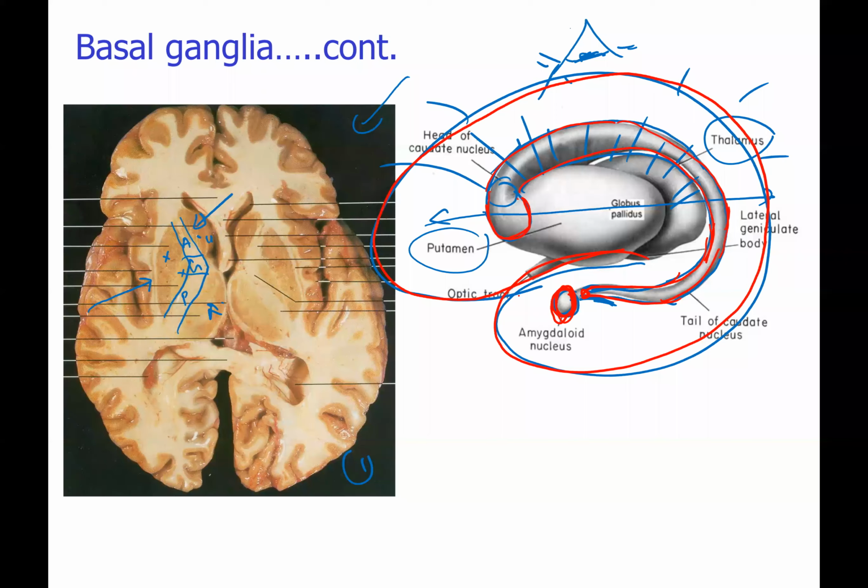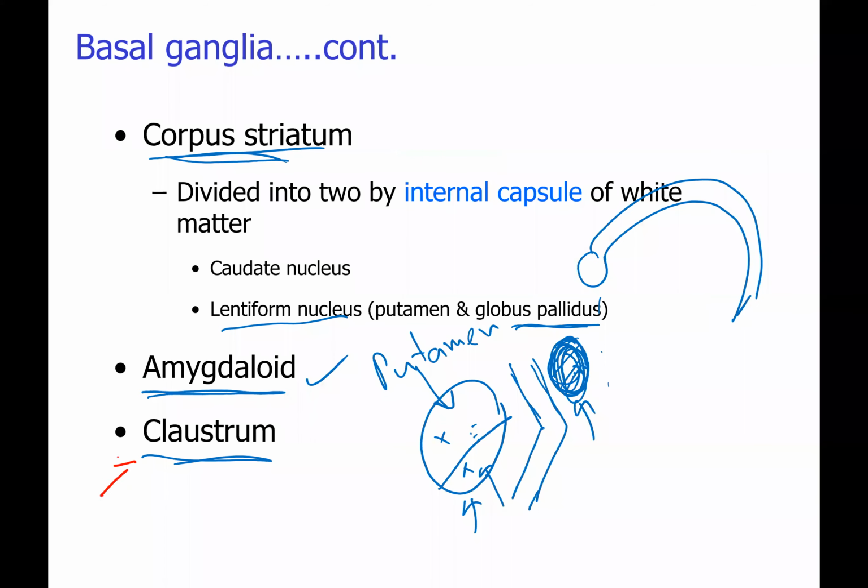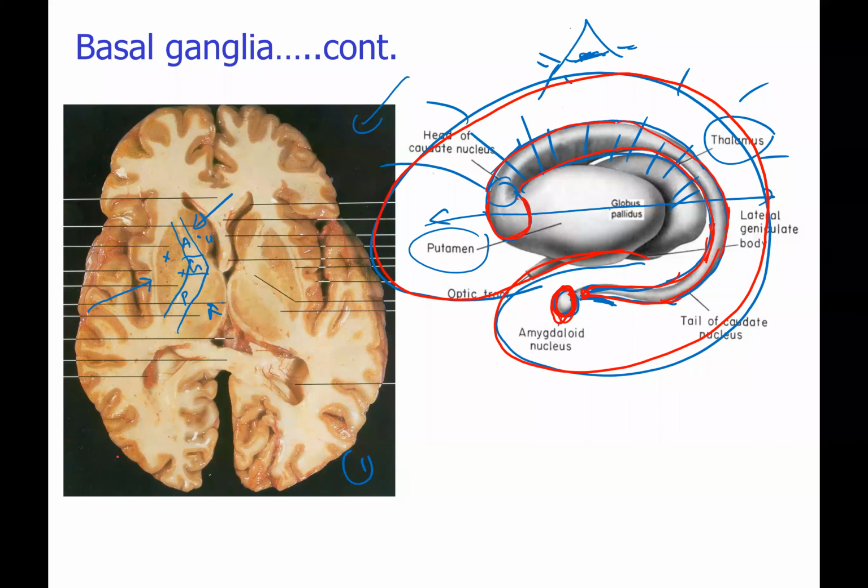Claustrum, I'll show you the claustrum in a moment. Maybe I can show you here before you go further. Claustrum is this one. You can see a very faint gray matter area here, like a very slender line. That is claustrum. So that is just lateral to the lentiform nucleus.